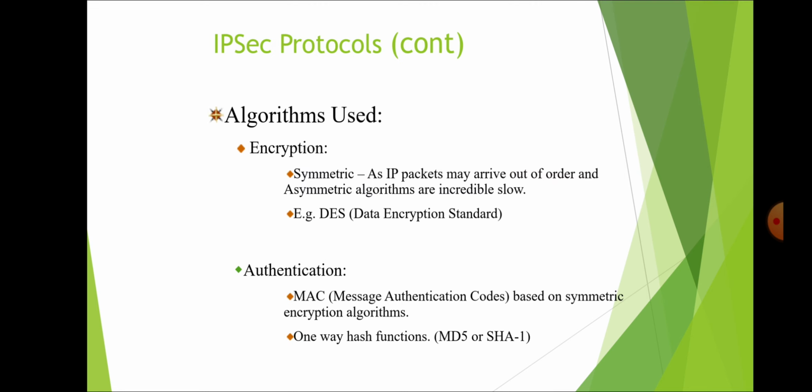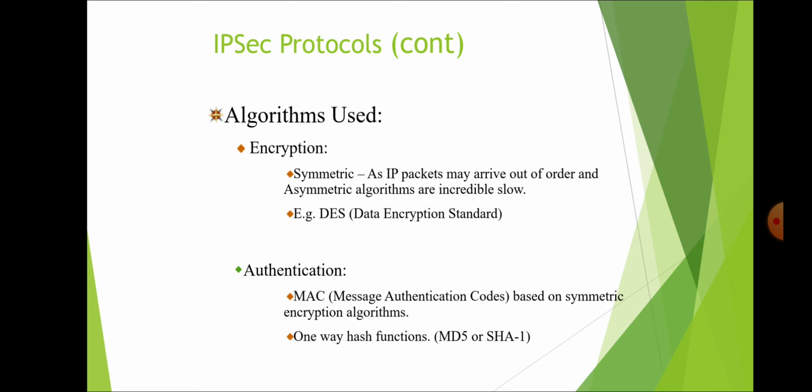Now, what kind of algorithm is used? In encryption, a symmetric algorithm is used, as IP packets may arrive out of order, and asymmetric algorithms are incredibly slow. Example: DES, the Data Encryption Standard. That is how IPsec encryption works when IP packets arrive out of order, and that is why an asymmetric algorithm is slow.